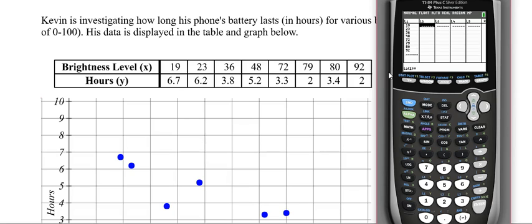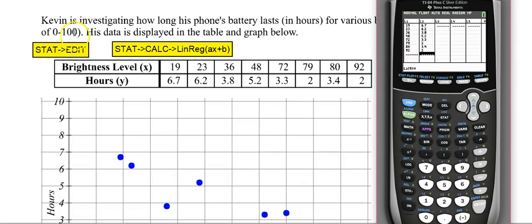Okay, and then I'm going to put the Y values in. And it's always worth your time just to quickly double check to make sure that you entered them correctly. The numbers all look good. So we had gotten to this place by stat edit. This is called the list editor.